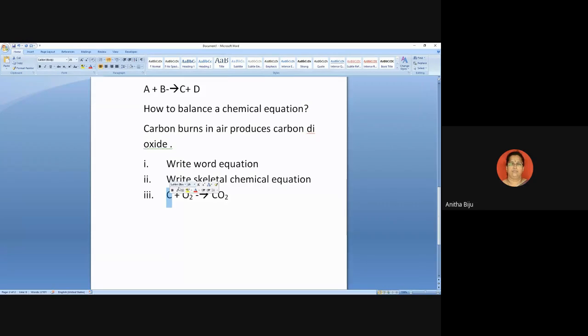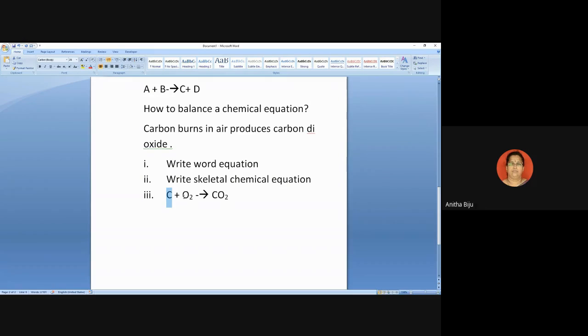Now come to the next element, oxygen. I will ask this question to one student. How many oxygen atoms are present on the left side of the arrow? Mehak, say the answer. How many atoms of oxygen are there on the left side of the arrow? Ma'am, 2. Okay.